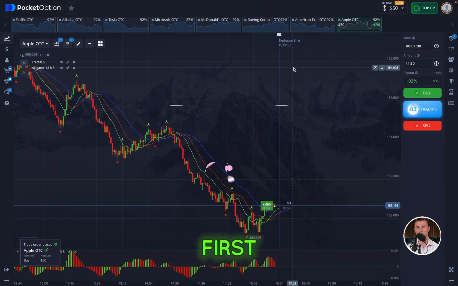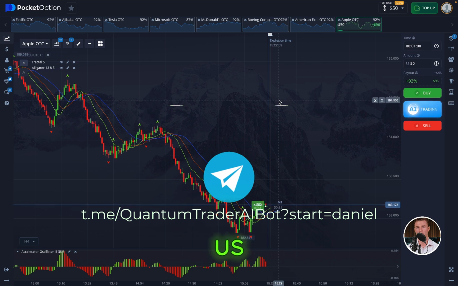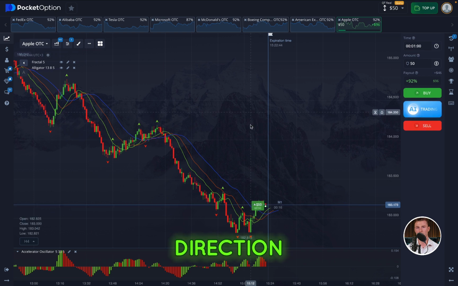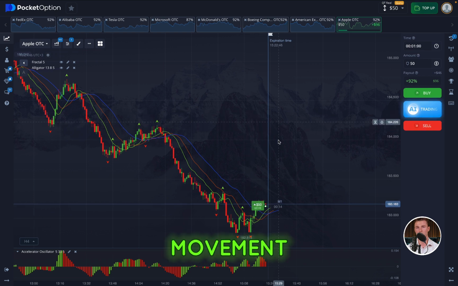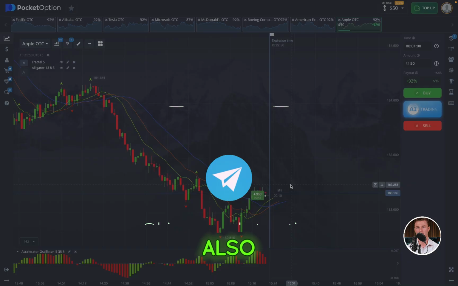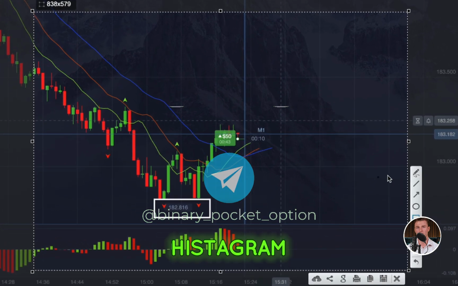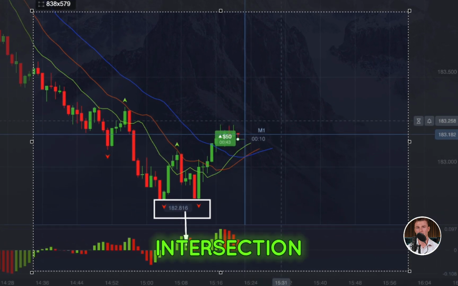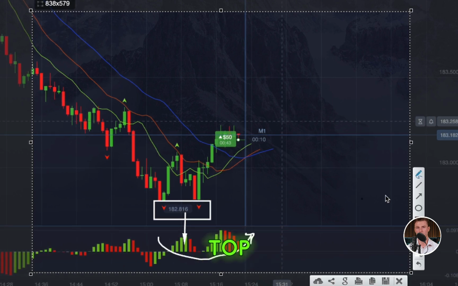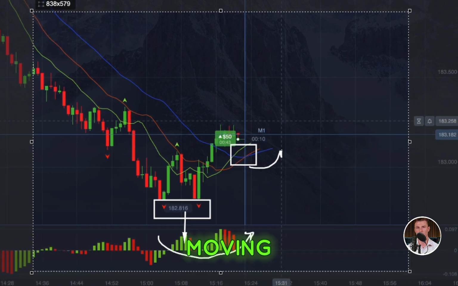Let's try to open the first position against the trend direction. Here, it will be possible for us to change the dynamics of the direction to the nearest section of movement since there was an update of the global structural minimum. Also, after this update, we see changes in the direction of volumes on our accelerator histogram, and we see the intersection of the alligator moving lines from bottom to top, and also the price itself crossed all three moving ones.